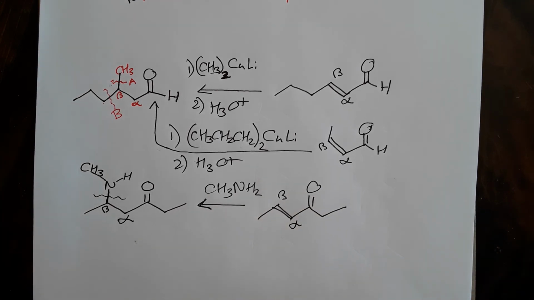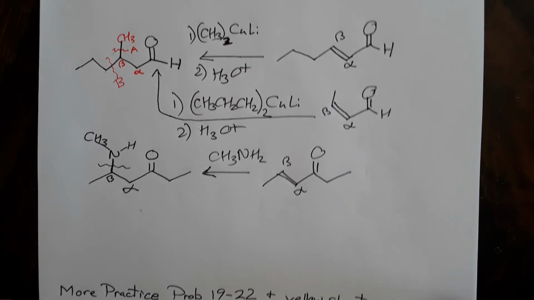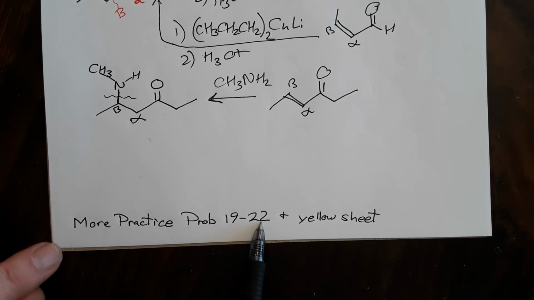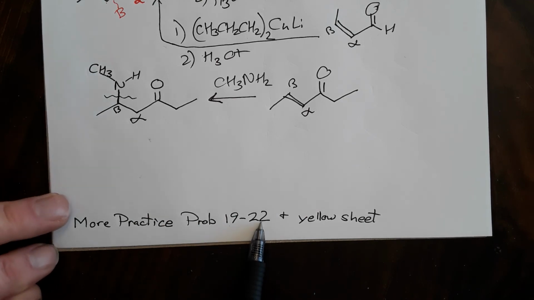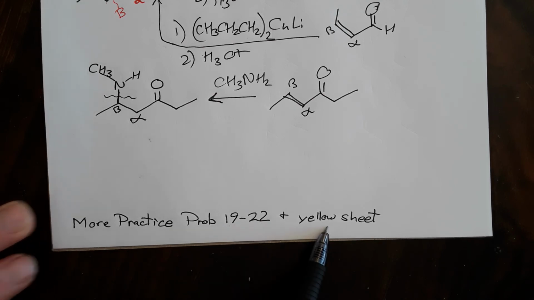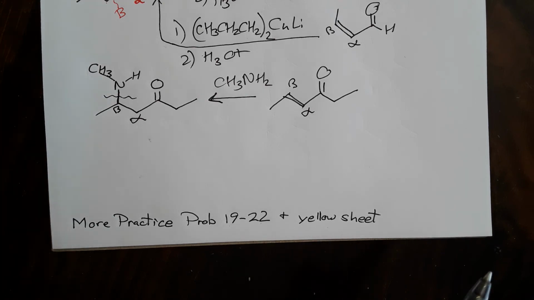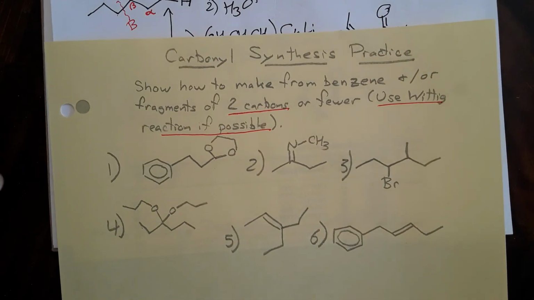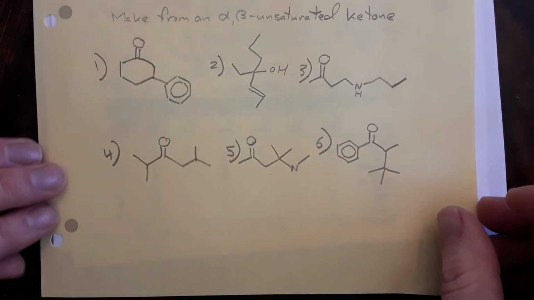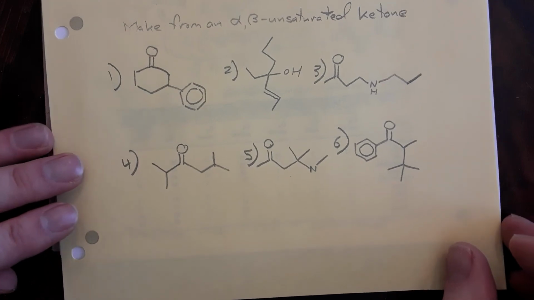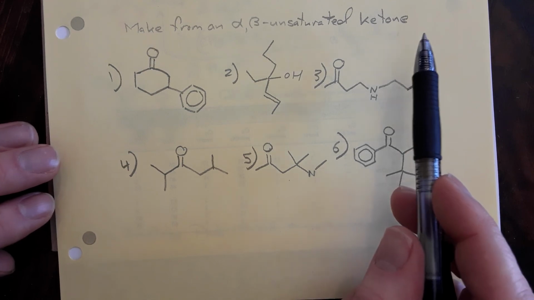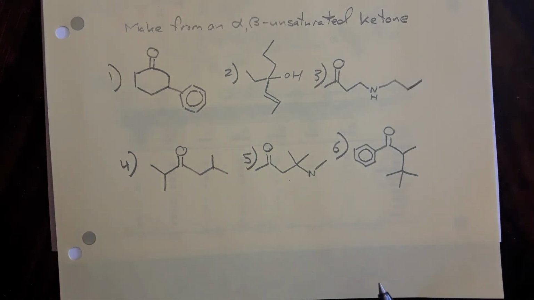So we have some practice problems for you. There's one in the textbook, chapter 19, number 22, with the answers in, I think there's four A through D versions of this. And then on the yellow sheet in your packet that is labeled carbonyl synthesis practice, on the bottom, these you can show how you would make those from an alpha beta unsaturated ketone to begin with, and some other reagent.